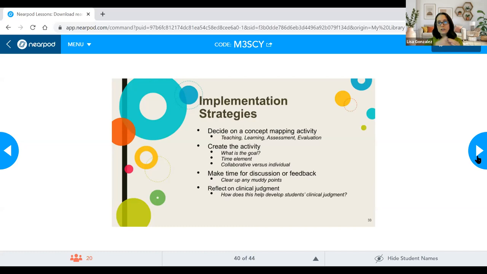The one thing I really want to highlight is make time for that discussion and feedback, because like you guys identified at the very beginning, sometimes it's not at that moment when the situation is happening, but when you're sitting back talking about it. That's when the learning happens. And then also reflect, after the first few times you do the activity, how did it help your students? Do you need to tailor or tweak the activity to make it more effective to develop clinical judgment? Or is it just fine the way it is? So that's pretty much it.